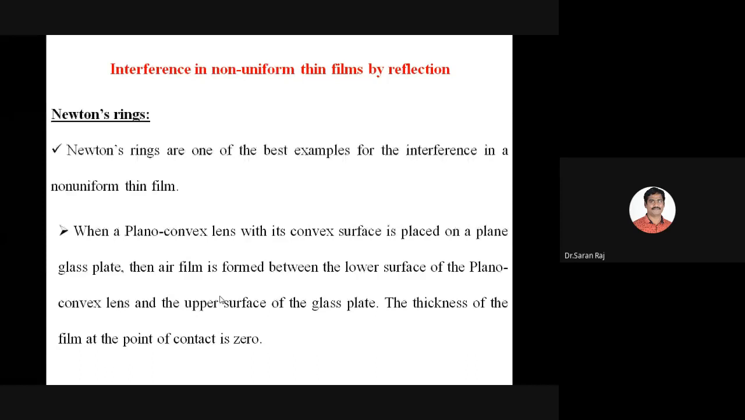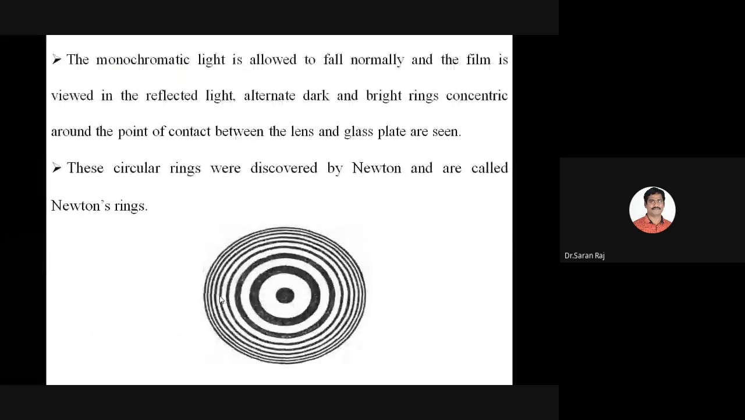Based on this film, monochromatic light is allowed to fall normally and the film is viewed in the reflected light. Alternating dark and bright rings are seen, concentric around the point of contact between the lens and the glass plate. These circular rings were discovered by Newton.